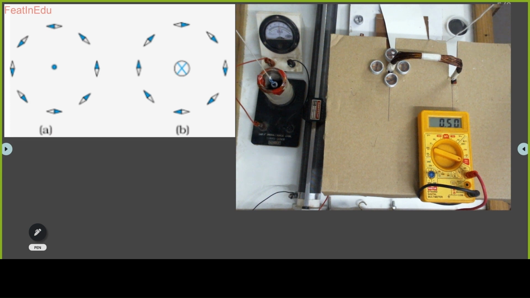Tell loudly. Magnetic needles arranged in a circle. So I have arranged different magnetic needles here, like this. Okay, anybody else?